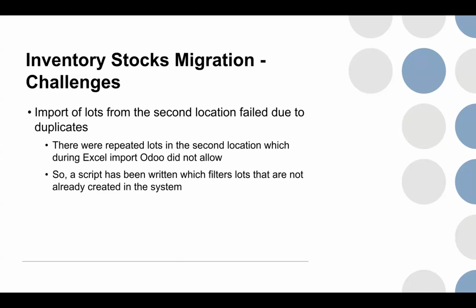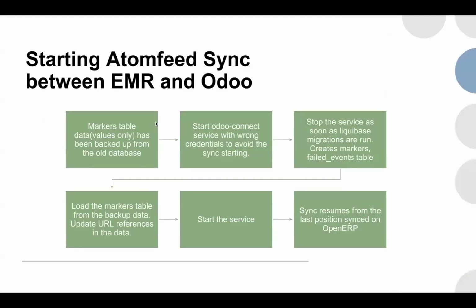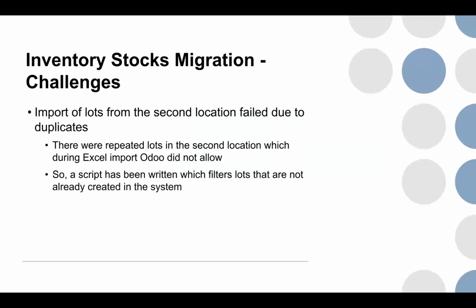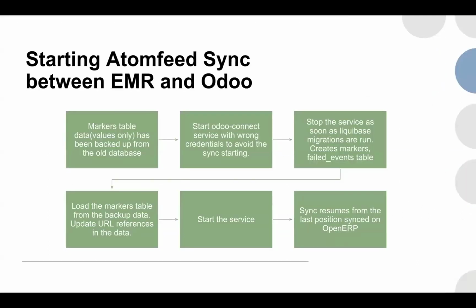While doing Excel-based import, Odoo expects the user to give only unique values. So again, we needed to filter out the lots which are already available in the system and create only the lots needed for the second location. This happened from the second to the fifth location, wherein we needed to filter only the unique lots available in that location and do an import. With this, we had migrated all the data into the system.